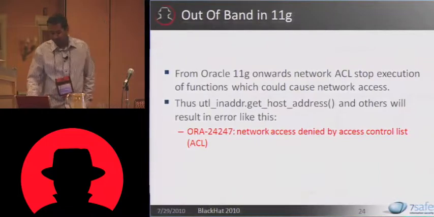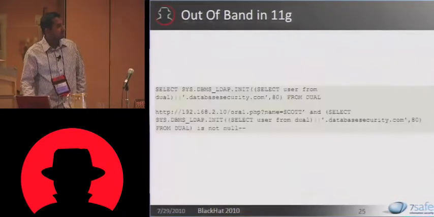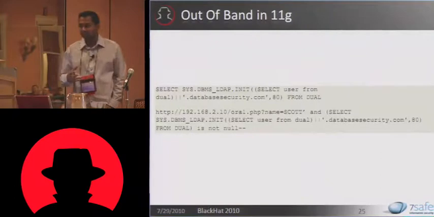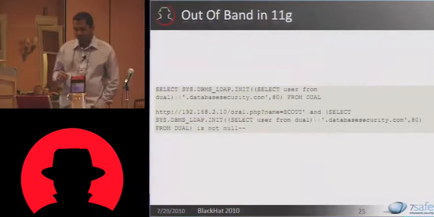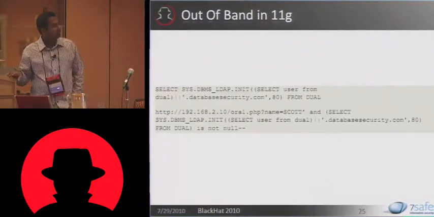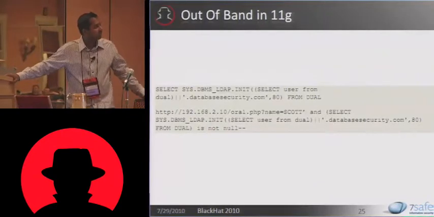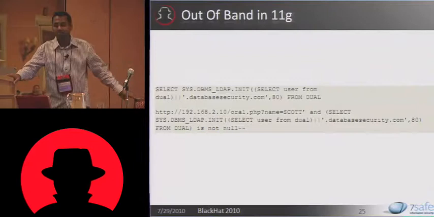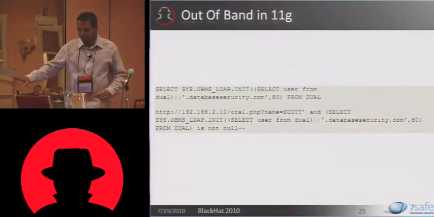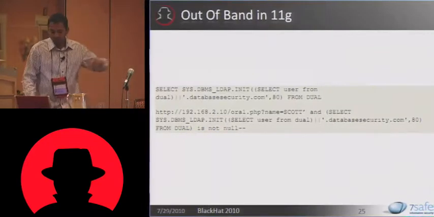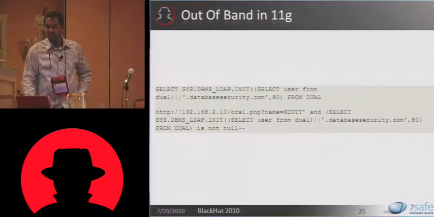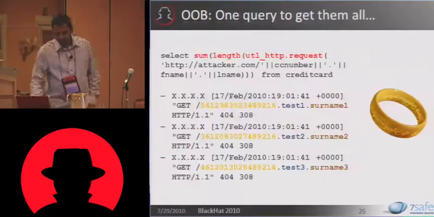So till like March this year, at least I didn't know of any technique of doing out-of-band channels in 11g, obviously as a public user. And then I think David Litchfield released a paper in which he discussed use of an alternate function in 11g, which is DBMS_LDAP.INIT, which again is executable by public. And you can use this to again create out-of-band channels and extract data.